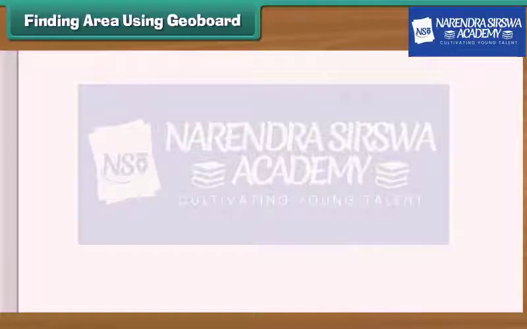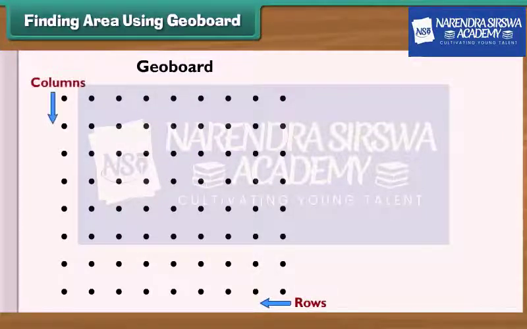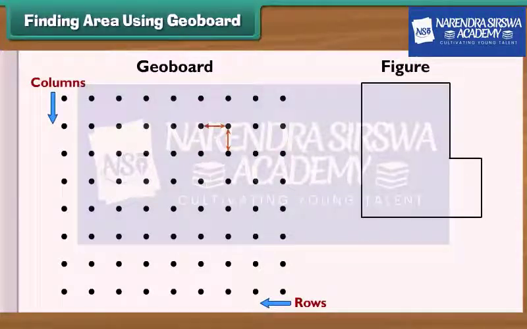Finding area using geoboard. Have you ever seen a geoboard? Look at this figure. This is a geoboard. A geoboard is created by placing dots in rows and columns. The distance between any two adjacent dots should be the same. Let's learn to calculate the area of the given figure using a geoboard.